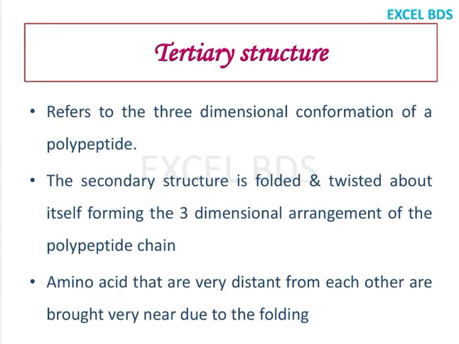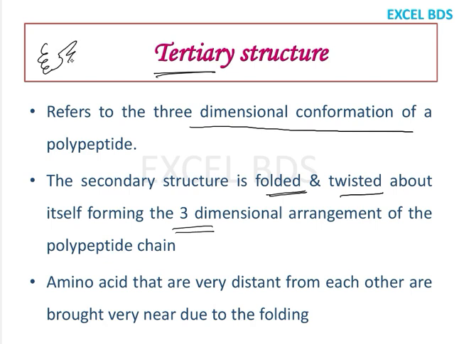Now coming to the tertiary level of protein. This is the next level after the secondary. It refers to the three-dimensional configuration of the polypeptide chain. The secondary structure is further folded and twisted on itself to form the tertiary level. For example, you have spiral sheets, beta sheets, again spiral sheets, beta sheets. So like this a protein is formed.